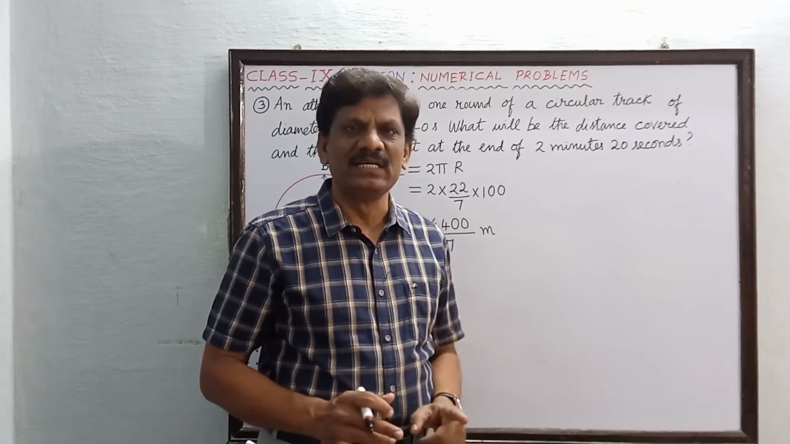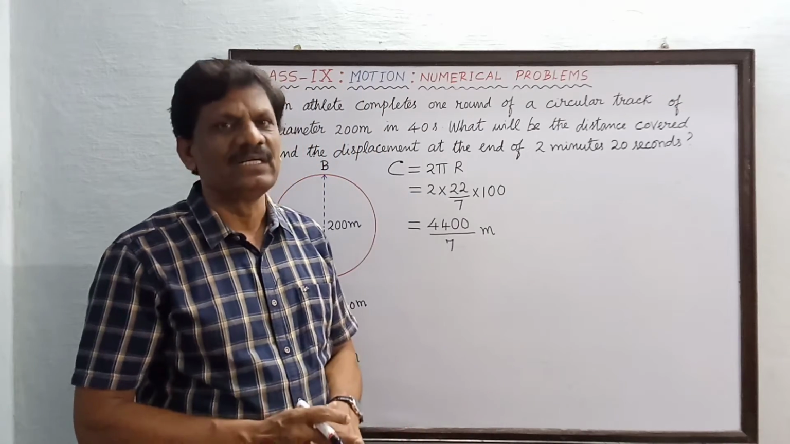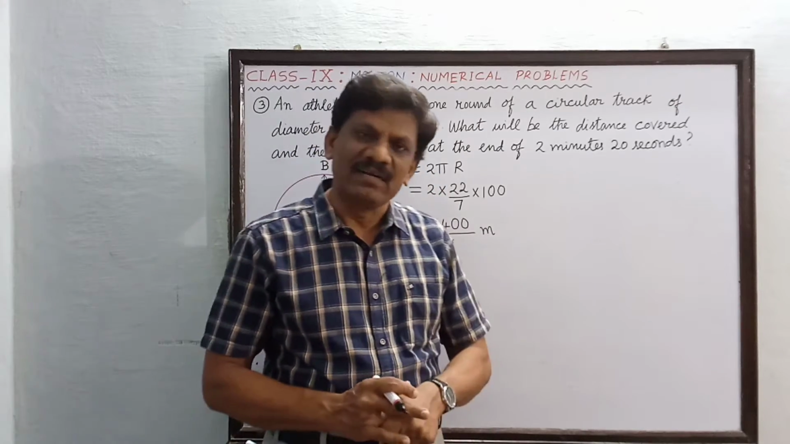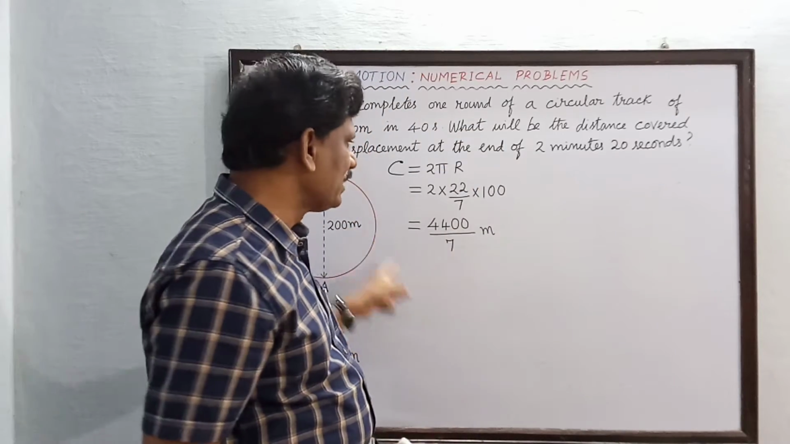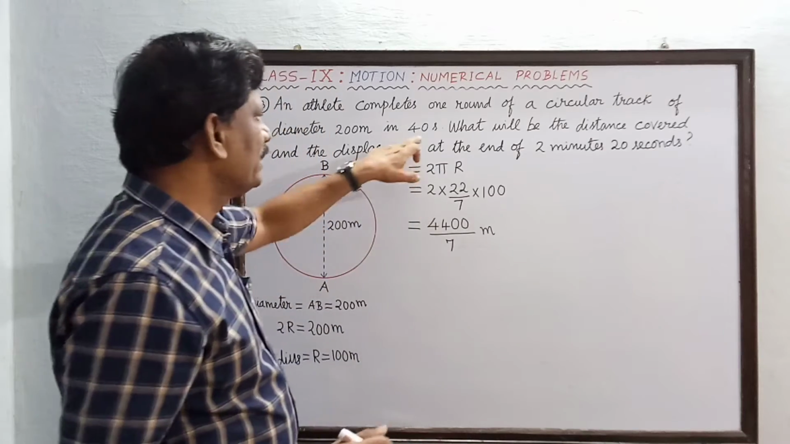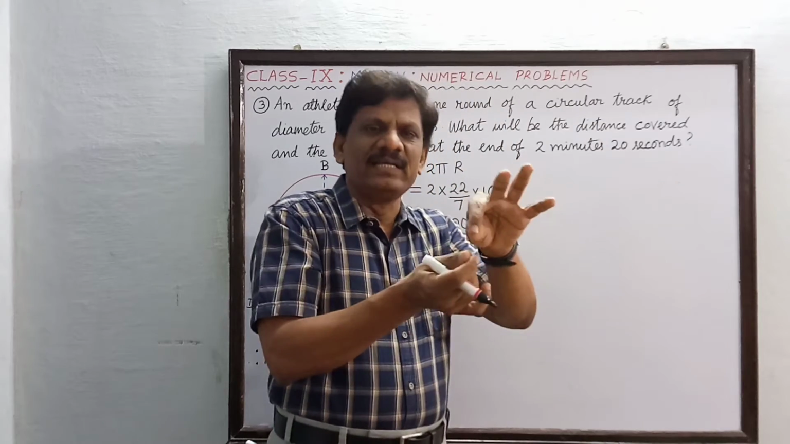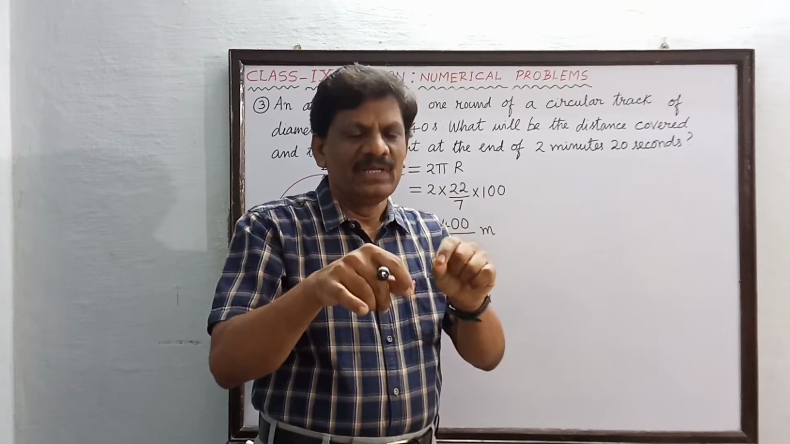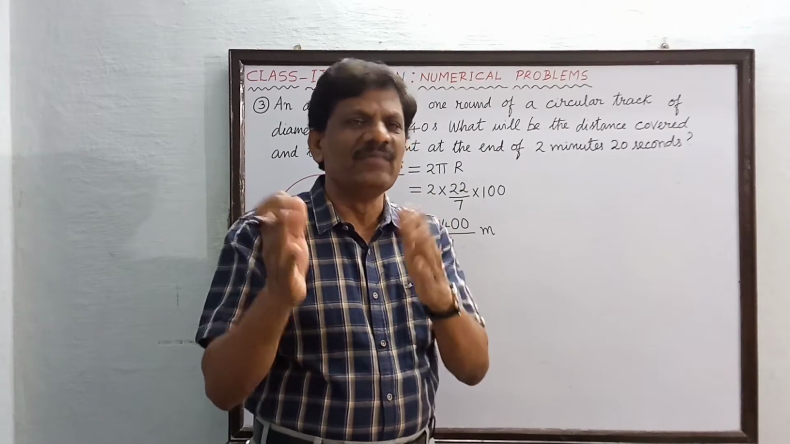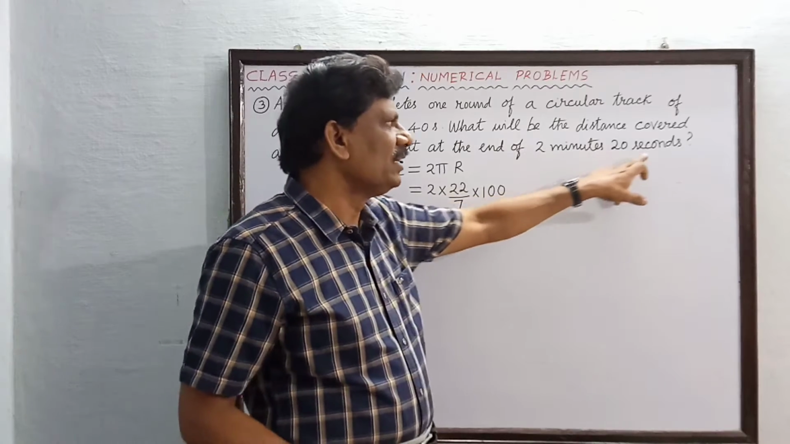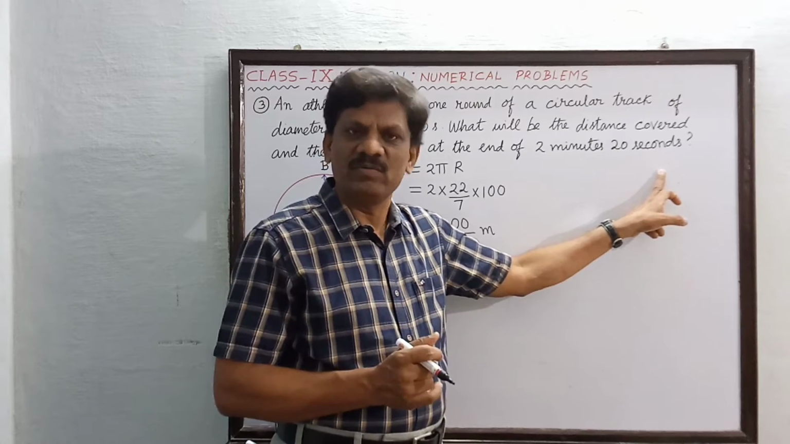So first you have to understand the radius of the circle is indirectly given as 100 meter. From that we have to determine the circumference. To complete one full circle, the time the athlete has taken is 40 seconds. So in 40 seconds, the athlete returns back to A. In another 40 seconds, again he will come back to A. Like that, in the given time, 2 minutes and 20 seconds, we have to find out the position of the athlete.